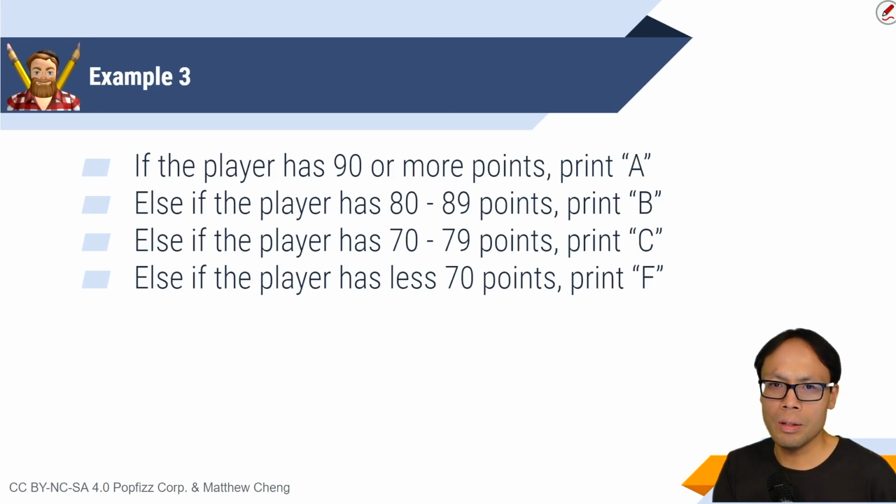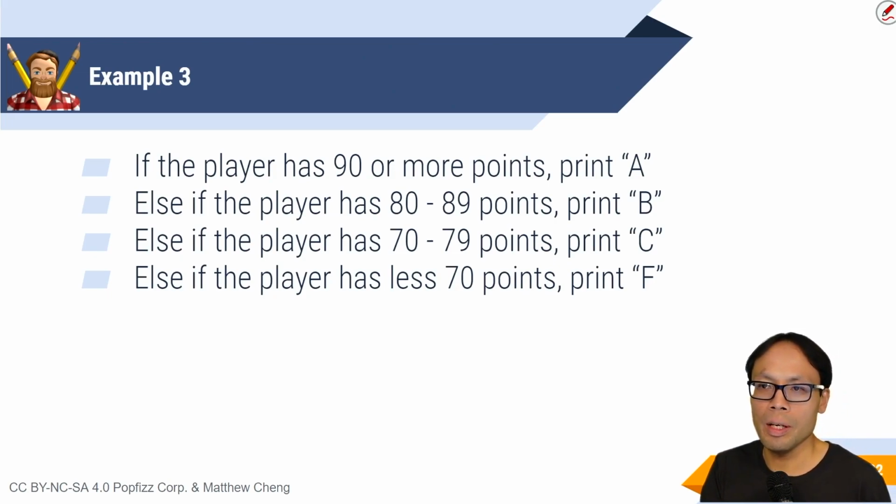All right, so let's take a look at another example. If the player has 90 or more points, we're going to print A. Else if the player has 80 to 89 points, we're going to print out B. Else if the player has 70 to 79 points, we're going to print out C. And lastly, if the player has less than 70 points, we're going to print out F.